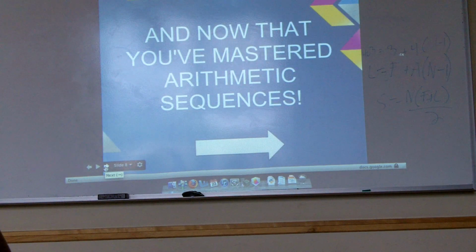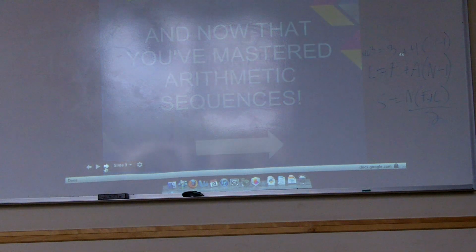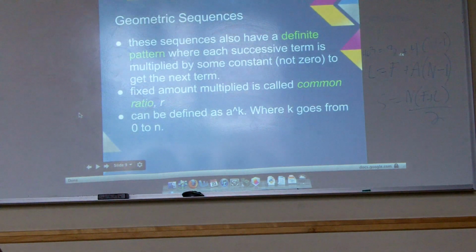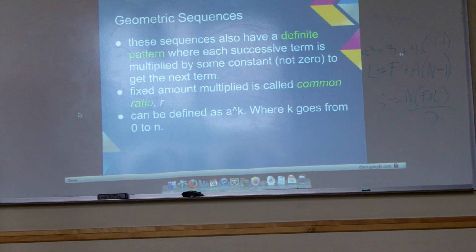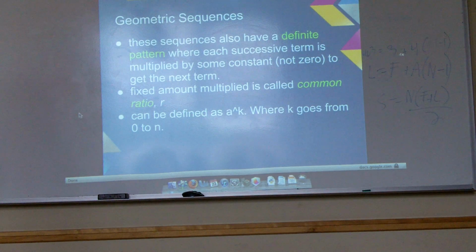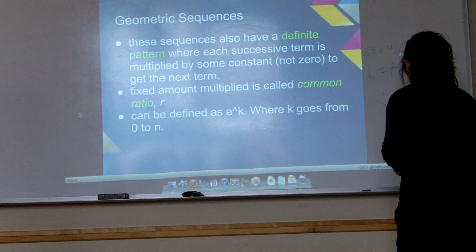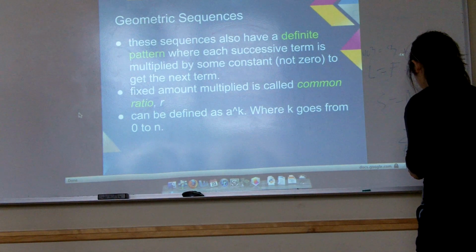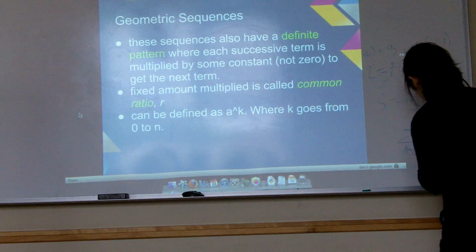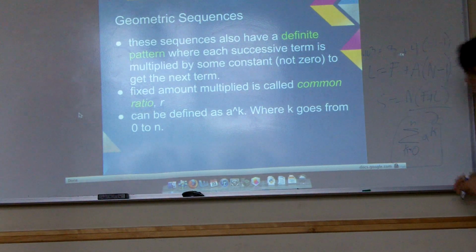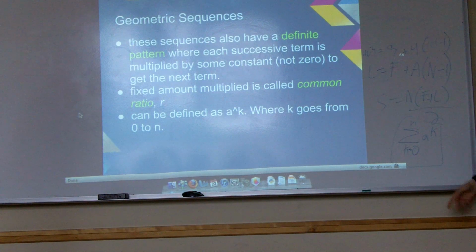Now we're going to move on to geometric. Geometric sequences are also sequences with a definite pattern, which again means that they're not just random numbers. Each successive term is multiplied by a constant, which is different from arithmetic, where you add a term. The fixed amount that it's multiplied by is called the common ratio, or R. It can be defined as a to the k power, where k goes from 0 to n. I mean, k can start anywhere, but you should start at 0. And a would be the common difference.